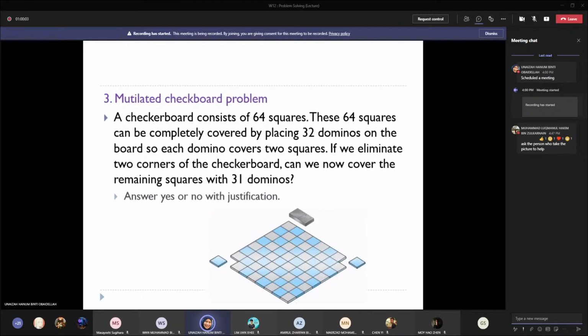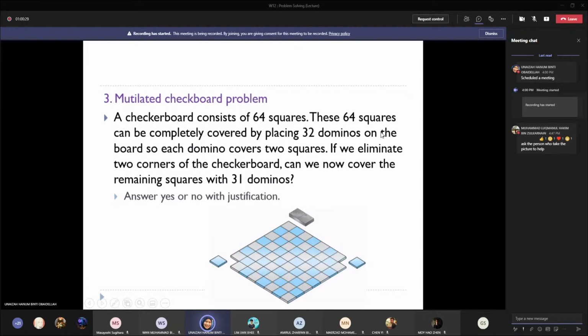And this is another problem. Let's look at this and see whether or not we can solve it. You have a checkerboard over here, just like in chess. This checkerboard consists of 64 squares, and these 64 squares can be completely covered by placing 32 dominoes. You know a domino square?